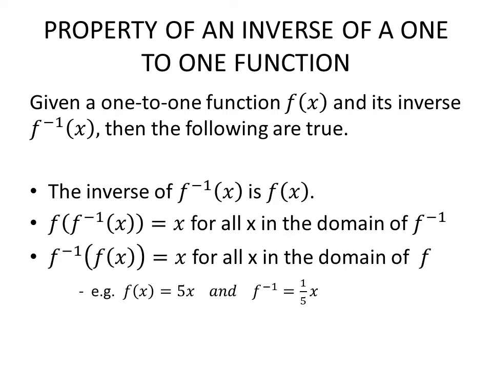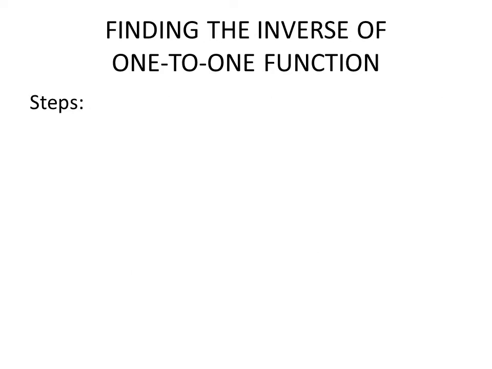Quite easily, if we have a function of x, 5x, the inverse function of that would be 1 over 5x. How is it done, you may ask? Okay, let's solve the inverse one-to-one function. If we have to find the inverse of one-to-one function, we have 3 steps to follow. 3 easy steps.